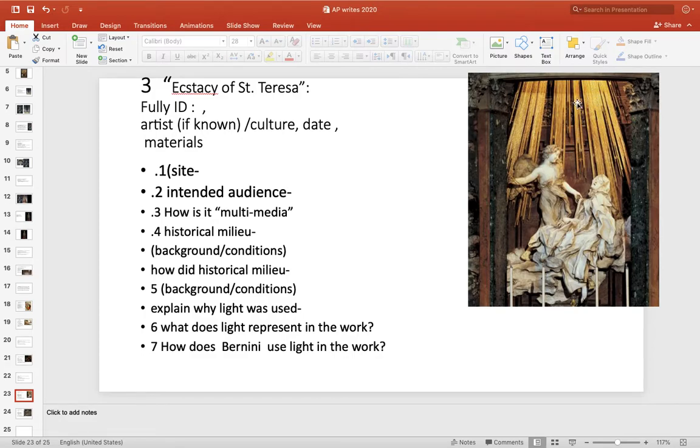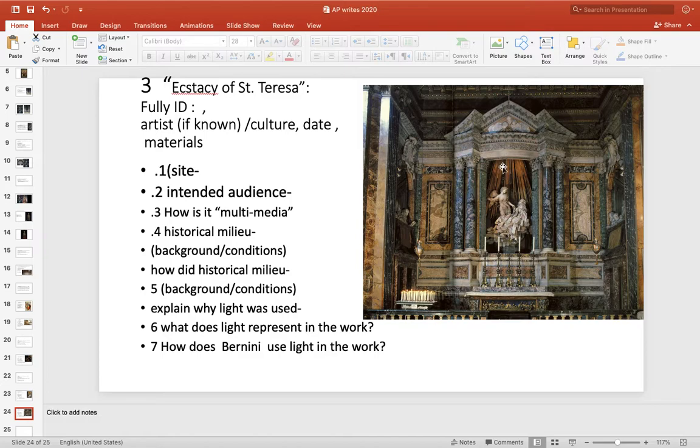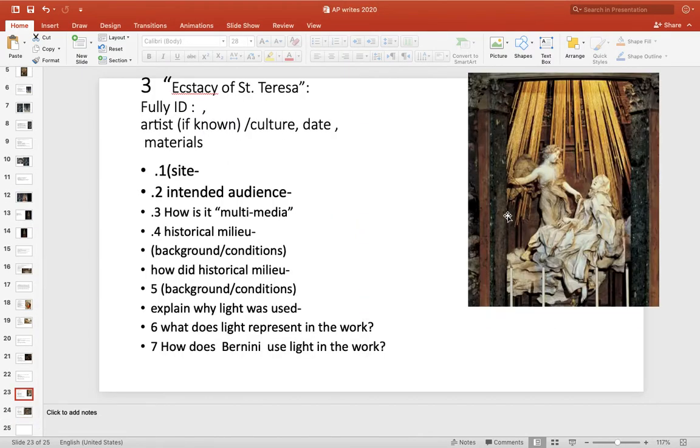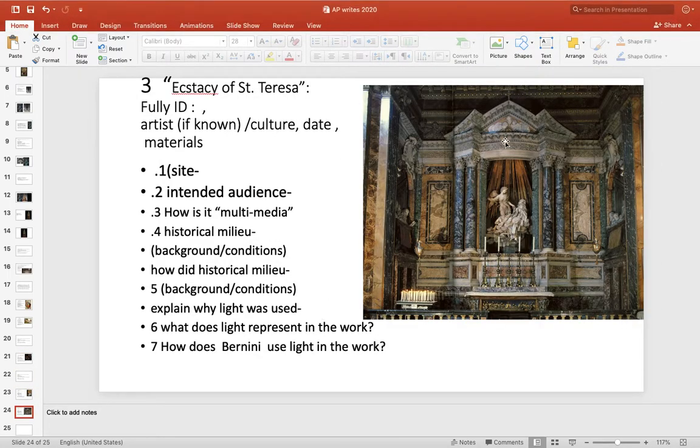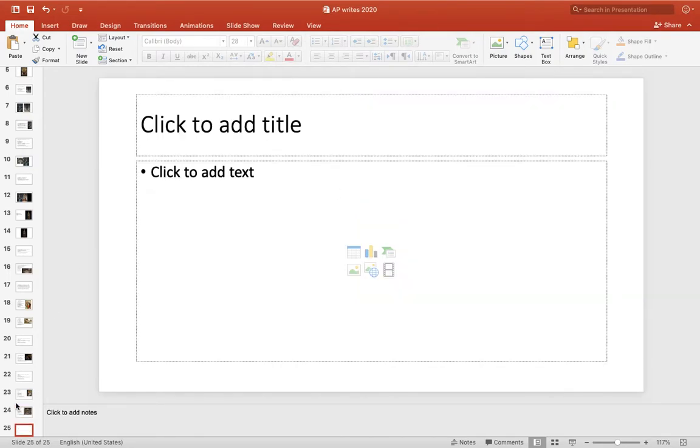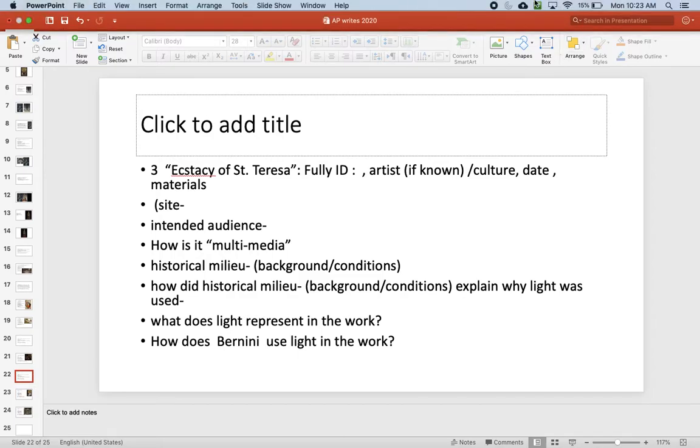Light would be God, metaphorically. So here the light comes down and touches St. Teresa. What does light represent in the work? Again, God touching the divine. And how does Bernini use light here? He has the light come in from above, and it comes down from the top, and it illuminates the entire work. The big one here is multimedia. Okay, and that goes through the Baroque.